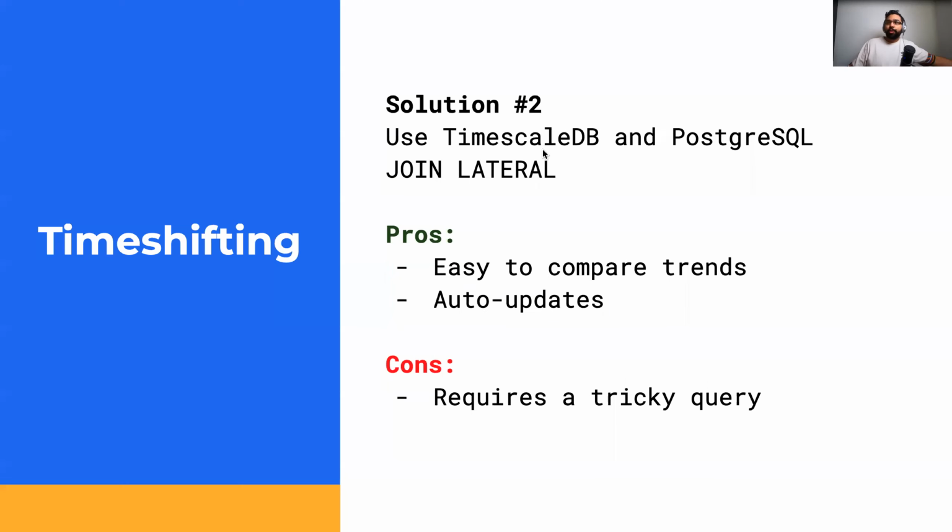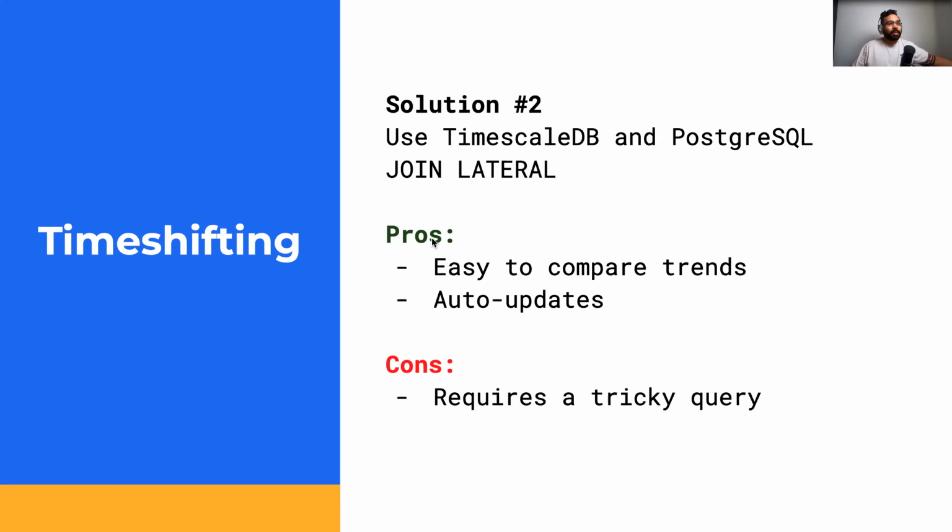The approach that I'm going to show you today is using TimescaleDB and Postgres as the data source, and we're going to use this join lateral function that Postgres has in order to do time shifting really efficiently and effectively.